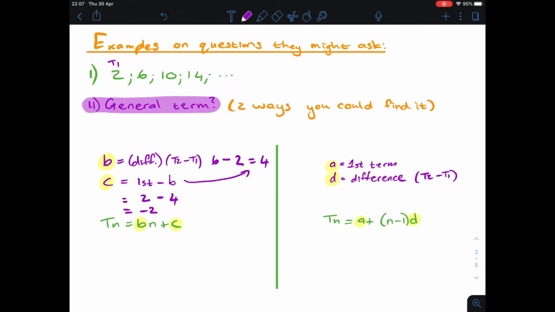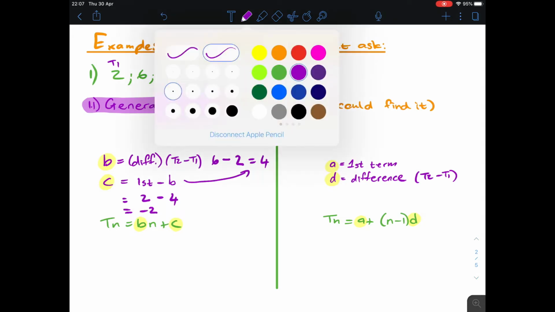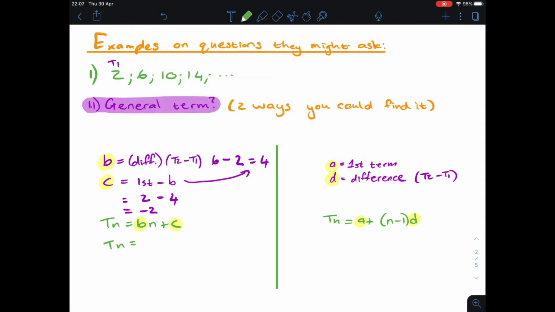So now I have my B value and I have my C value. And the formula looks like this. It's Tn equals Bn plus C. So Tn is equal to Bn. B we know is 4. So 4n plus C. C we know is negative 2. So just keep in mind, you just want to finalize this. A positive times a negative 2 is a negative 2. So my formula, my general rule for this specific pattern is 4n minus 2.